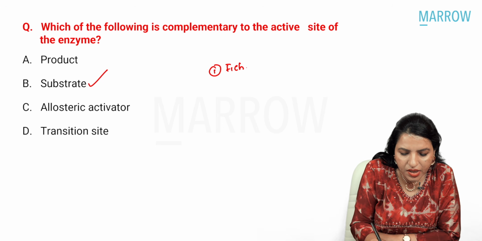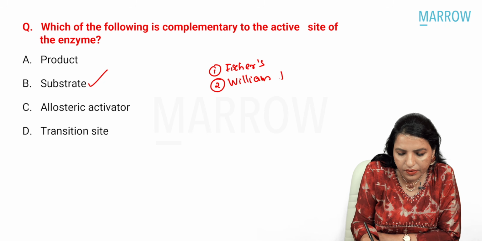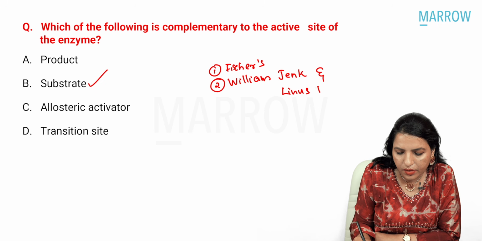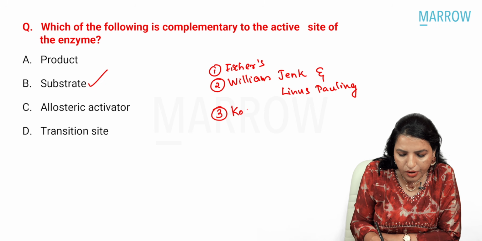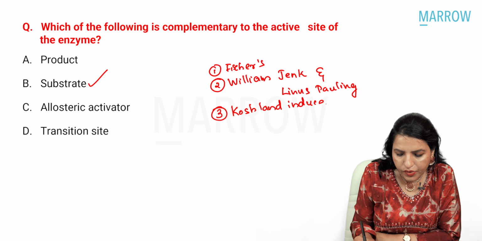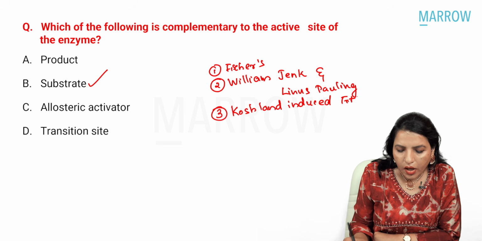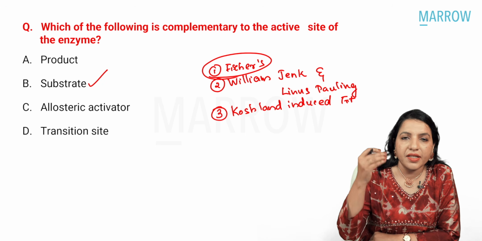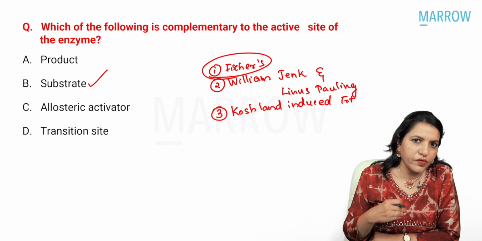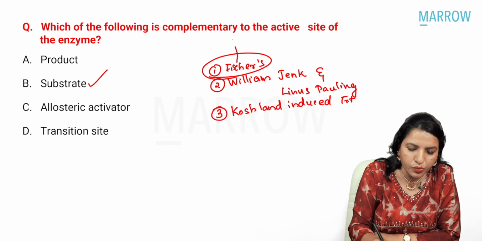One is the Fisher's template theory. The second is the William-Jenck and Linus Pauling. The third one is the Koch-Lenz induced fit theory. Out of these three theories, we know Fisher's template theory is the one which is saying that the active site of the enzyme and the substrate are complementary to each other.